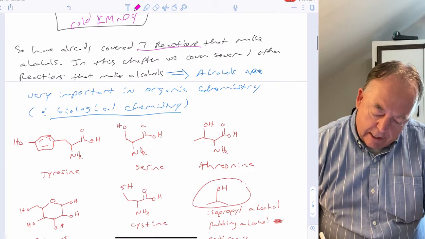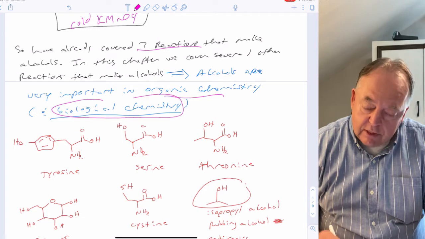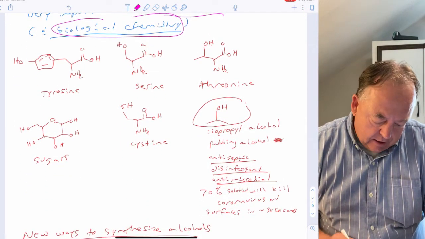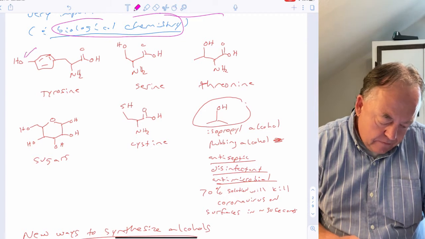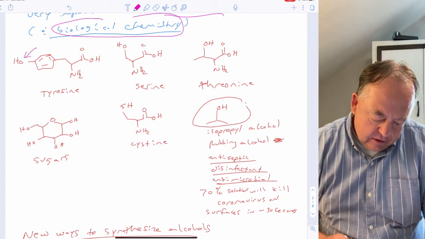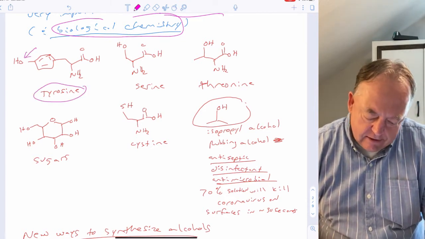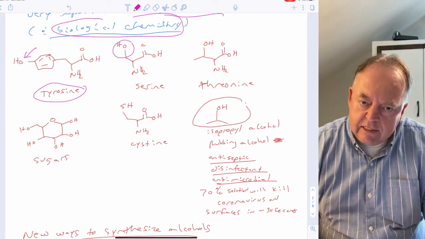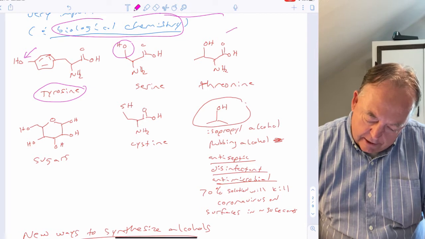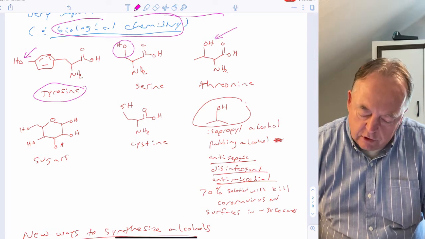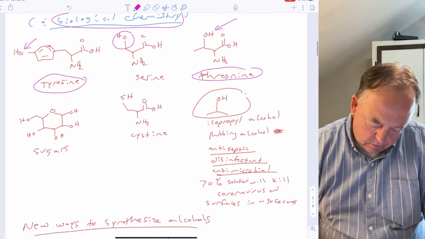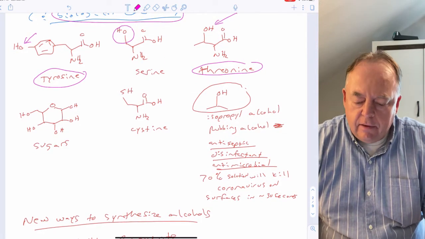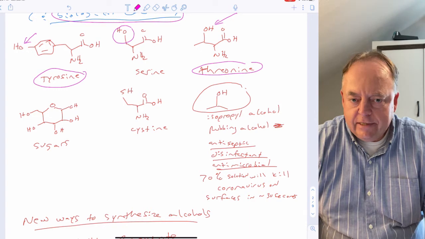They're important in organic chemistry, and very important in biological chemistry as well. This is just some examples from biological chemistry. This molecule with the phenol is called tyrosine. That's one of the 20 common amino acids. This is another amino acid with an alcohol. This one's called serine. Here you have a secondary alcohol. This one's called threonine. So you see alcohols all over the place in amino acids and peptide and protein chemistry.